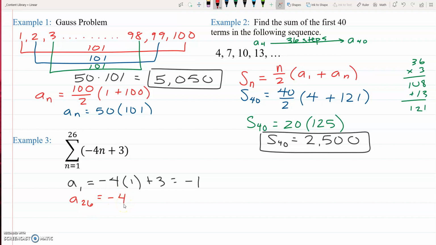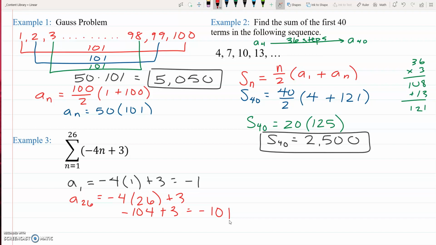So how I find the 26th term is the same way I find all the terms with sigma notation: I plug 26 in for n. So -4 times 26 plus 3. Someone with their phone out, I need help. I need to know what 26 times 4 is, unless you do it in your head. 104 maybe? Yeah. 104? Okay, so this is going to be -104 plus 3, which is going to equal -101, I believe. Am I wrong? No. I think I'm okay.